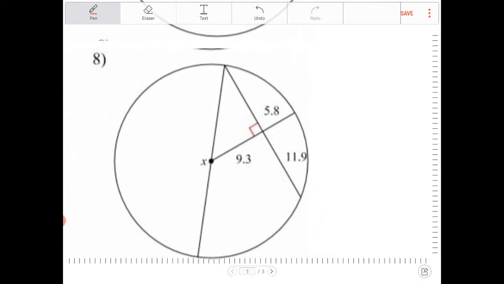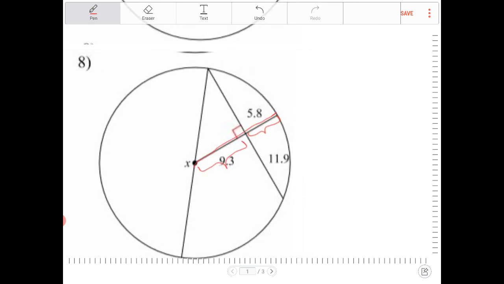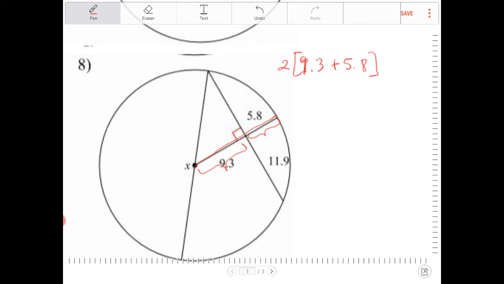Alright, question number 8. So this length is 5.8, this length is 9.3, and all together they make up the radius. So if I add 9.3 plus 5.8, making up the radius, and I'm asked to find out what the diameter is, I'm just going to double this. So 9.3 plus 5.8, that would be 15.2. 2 times 15.2 is 30.4. So x is equal to 30.4.